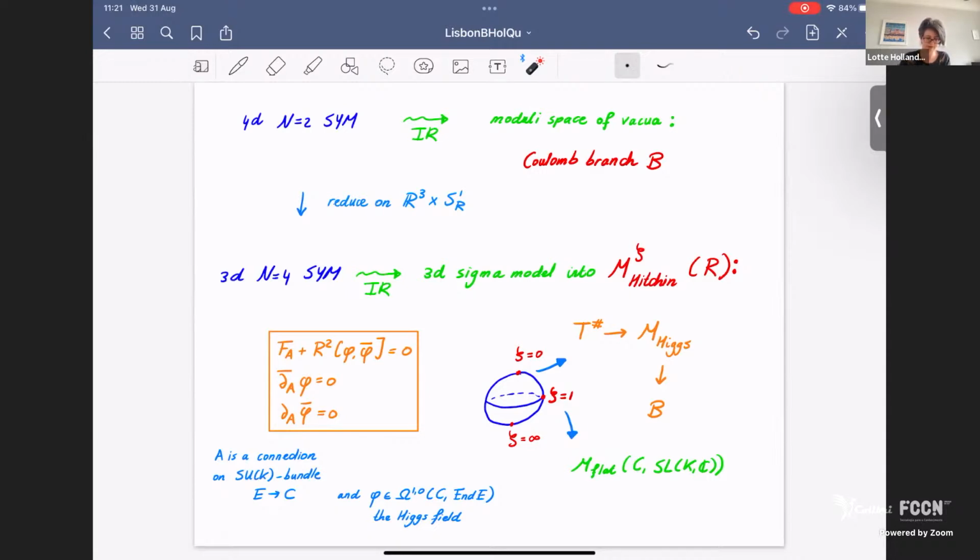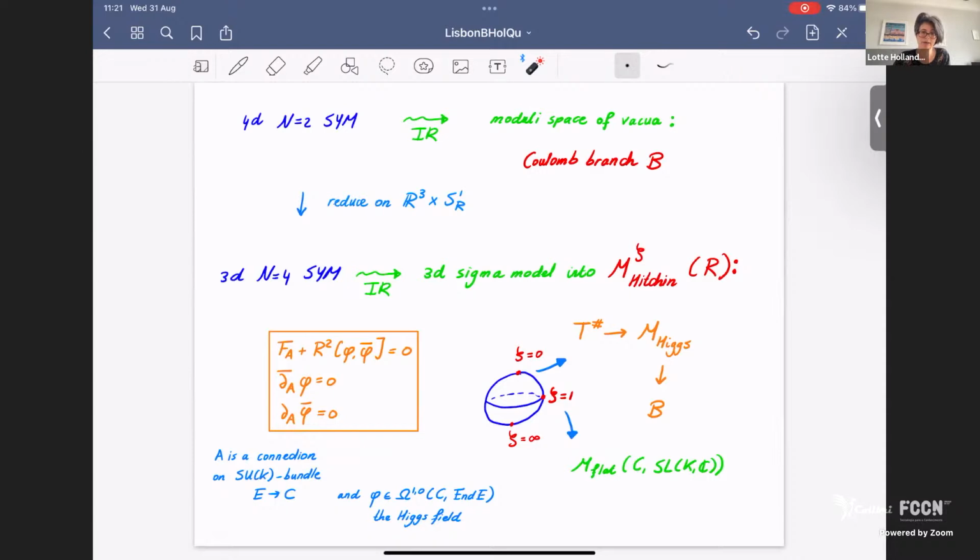So this is the moduli space which is characterized by these PDEs. These are not going to play a very important role, so I won't say too much about this, except that all of this is defined in terms of this UV curve C. So A is a connection in an SU(k) bundle over C, and this phi is the Higgs field, a holomorphic 1-form with values in the endomorphism bundle.